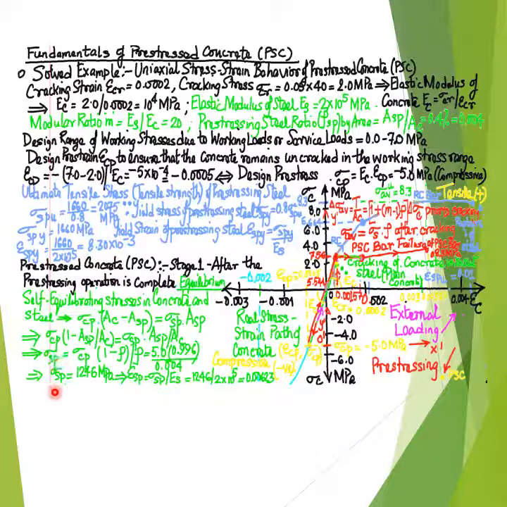And since the pre-stress, or the internal stress in the pre-stressing steel, is tensile in nature by the virtue of the pre-stressing operation, both sigma sp and epsilon sp are positive, since our sign convention is that tensile stresses and forces are positive, while compressive stresses and strains are negative.